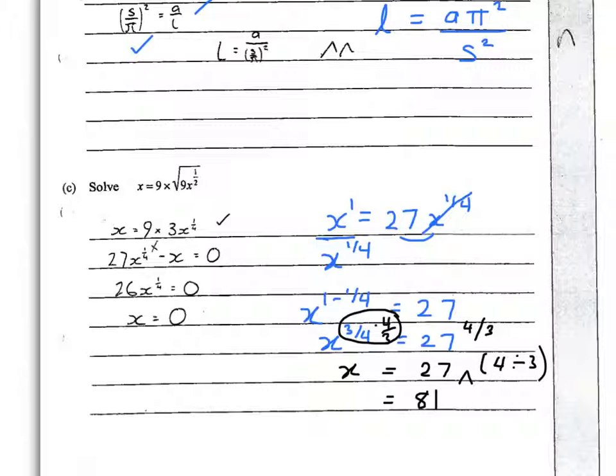And then I was just checking that to make sure my answer was right. So if x was 81 equals 9 times the square root of, 81 to the power of a half is 9. 9 times 9 is 81, which is then true. Okay, glad that worked out.